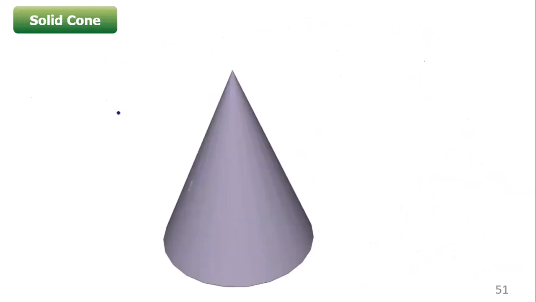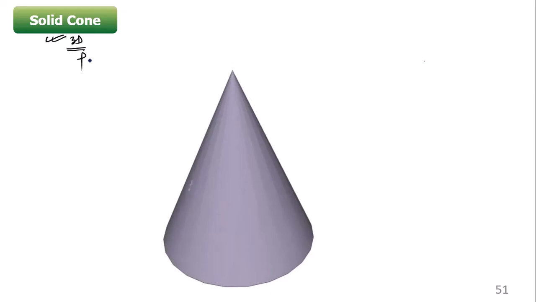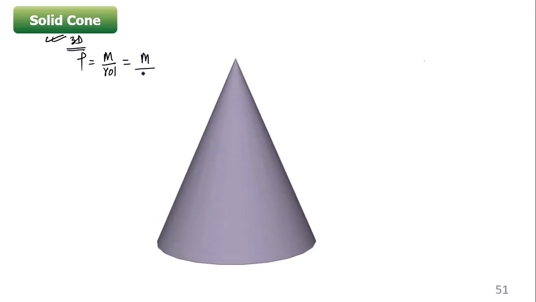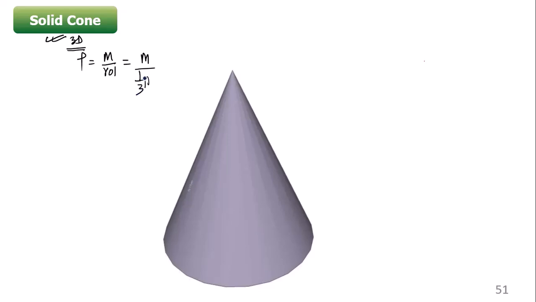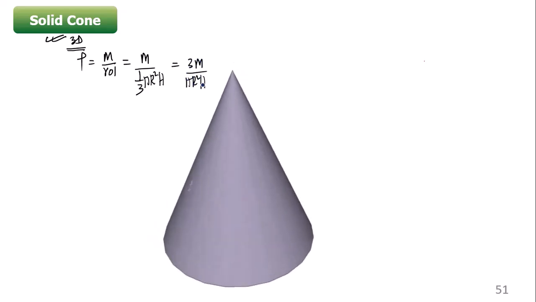Now come to the last geometry, that is the solid cone. Again, the solid cone is a 3D geometry. For a 3D geometry, I know that I should define the rho number. So rho is what? Mass by volume. What is the volume? That is 1/3 pi r square into h. So m divided by 1/3 pi r square into h, where h is the height. So ultimately I am getting 3m by pi r square h for this solid cone.